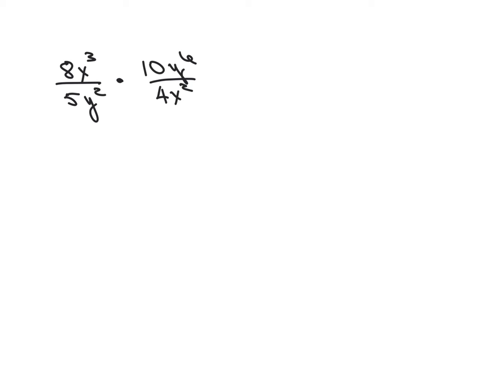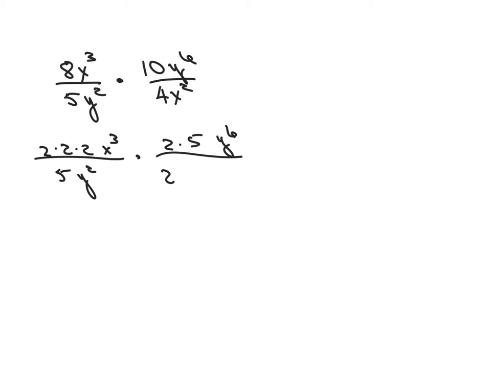Okay, so remember what I did on the other ones. Once you're in this position, it's just multiplication. So 2 times 2 times 2 over 5 is already prime. 10 is almost prime. And 4.